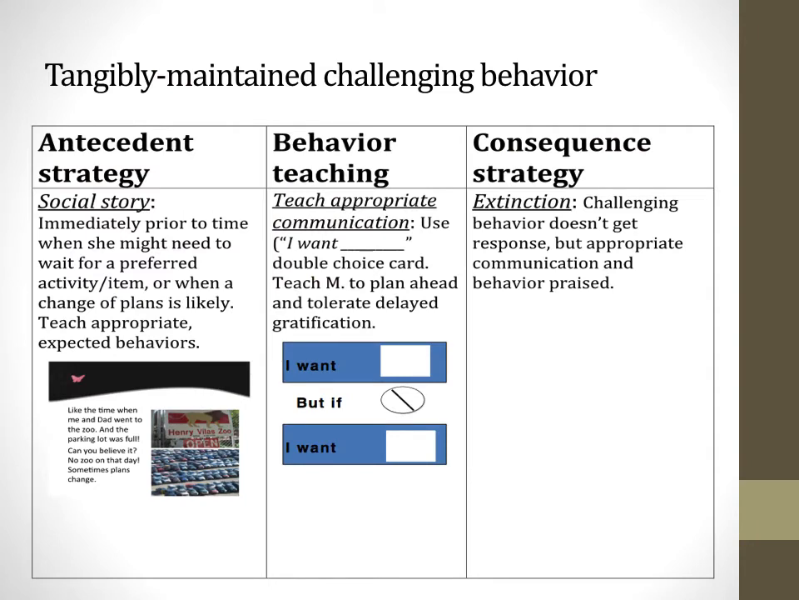So here's the first example. If the problem behavior is maintained to gain something, to gain tangible things like a preferred item or activity, the possible antecedent strategy is social story intervention. So you can read the story to prevent the problem behavior from occurring, and you can directly teach appropriate behavior. You can use communication cards to teach appropriate behavior. And the consequence strategy might be extinction, so challenging behavior will be ignored but appropriate behavior will be praised.